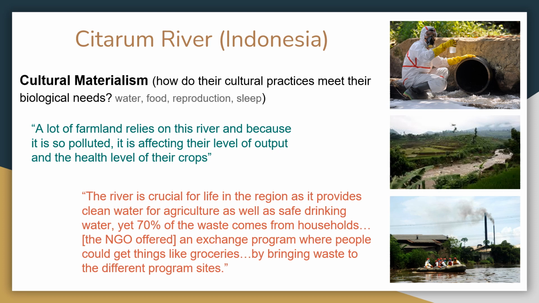water for both crops and safe drinking water, and then leverages that, knowing that that's going on, then inspires this solution to the dilemma where the NGO was offering people groceries in order to turn in things that might otherwise end up as pollution in the river. So that NGO was clearly leveraging people's universal need to get rid of their waste and to eat groceries in order to design a successful anti-pollution campaign.